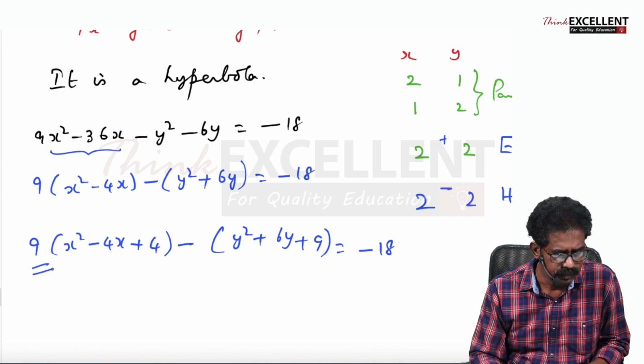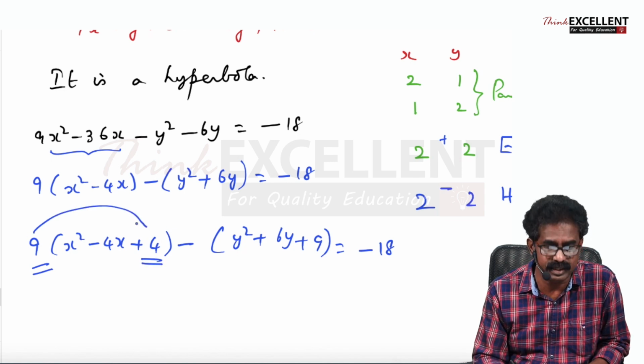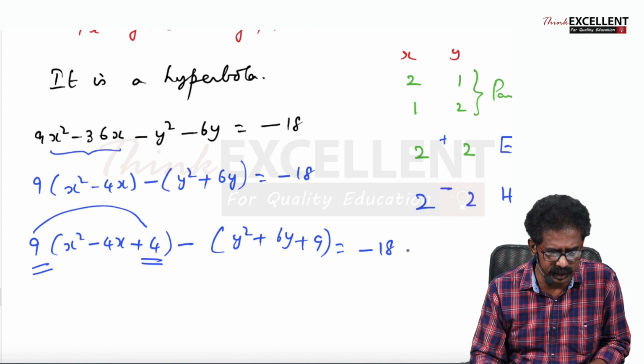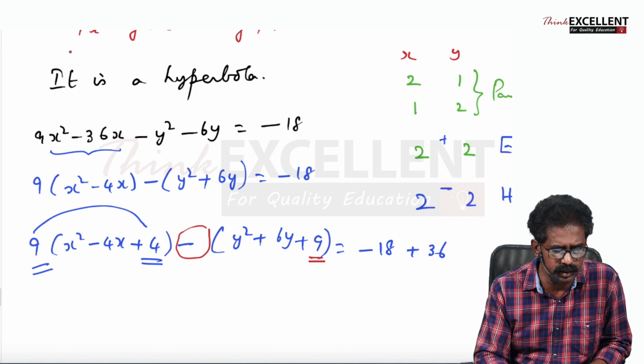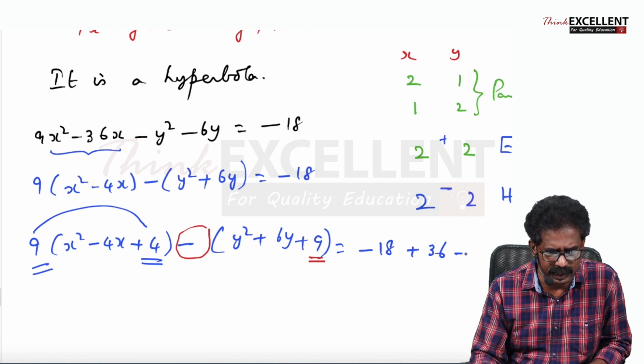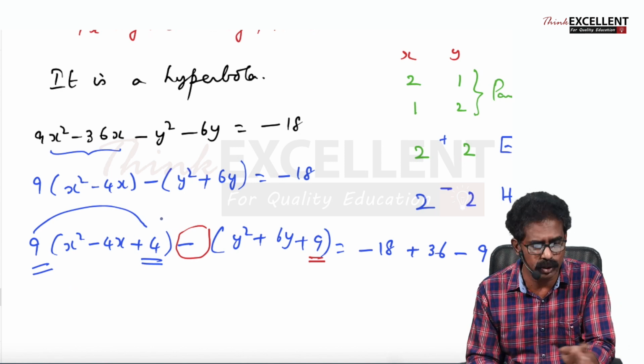Here we added 9 into 4. Actually we added plus 4, but outside there is a 9, so the effect is 9 into 4. 9 fours are 36, so put plus 36. And in the second case we have added plus 9, but outside what do you have? Minus 1. So minus 1 into 9, so you put minus 9. Okay, so this is what you have added. In ellipse the sign is plus, so you put plus 9 there.